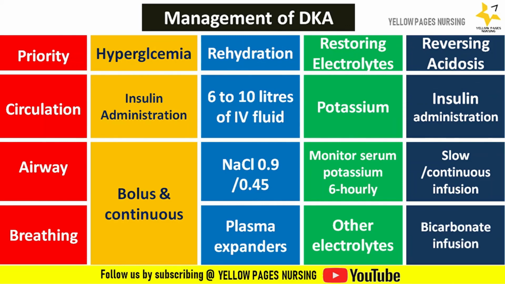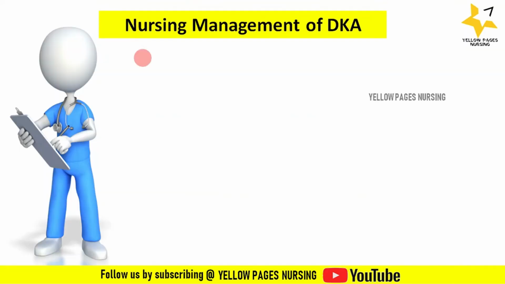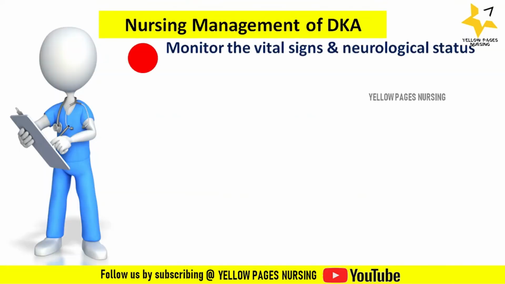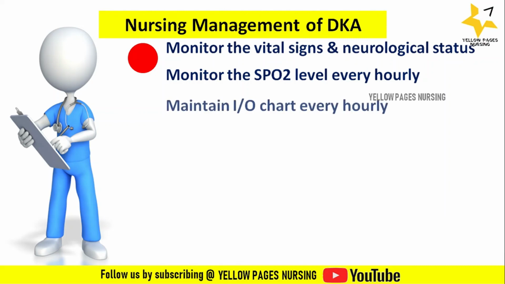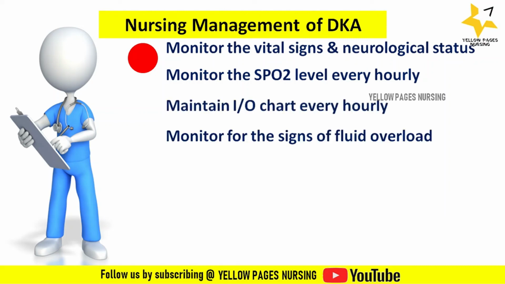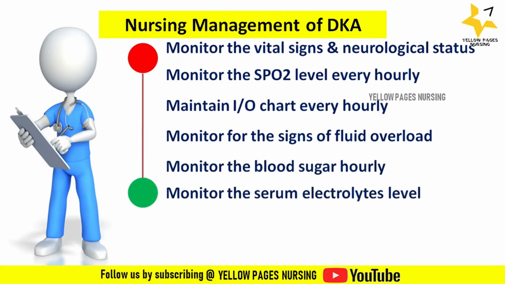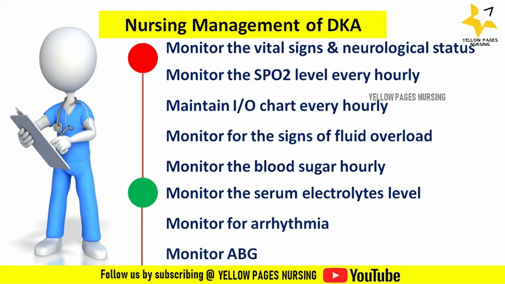Now, here comes nursing management of diabetic ketoacidosis. Monitor vital signs and neurological status. Monitor the SpO2 level hourly. Maintain an intake-output chart hourly. Monitor for the signs of fluid overload. Monitor the blood sugar hourly. Monitor the serum electrolyte levels. Monitor for arrhythmias, especially during potassium infusion.